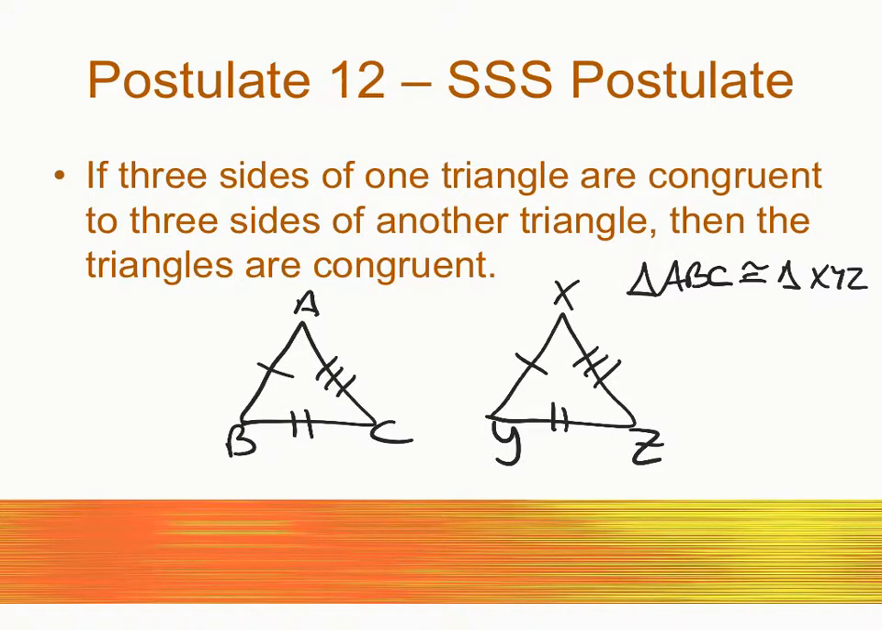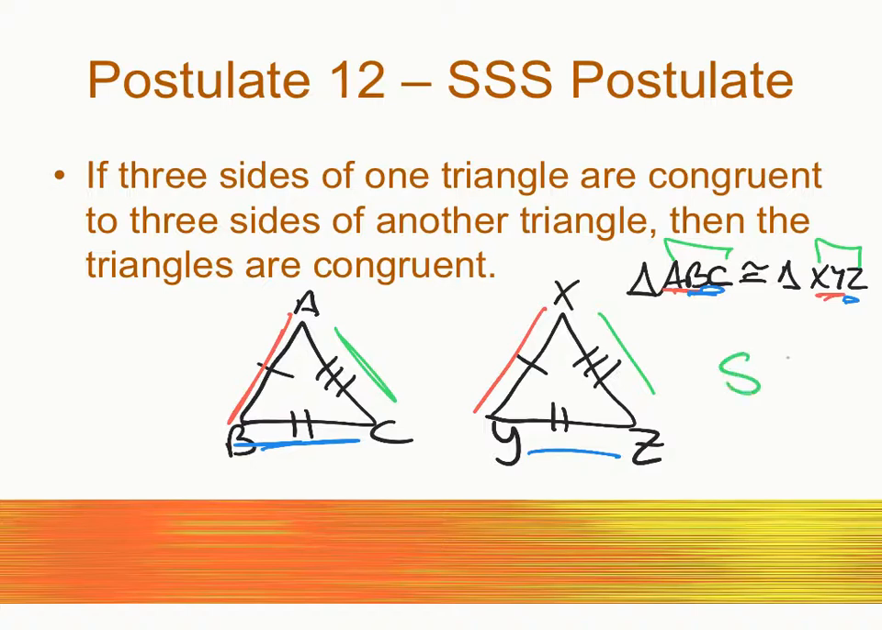What you need to confirm is that AB, the first 2 letters, has the same mark as XY. And then you'd look at BC, these 2 letters, and make sure it has the same marking here. And then you can also go from beginning to end and make sure that this side has the same marking. So because all 3 sides are congruent, we could say, yes, that statement is true. And the reason why would be the side, side, side postulate.